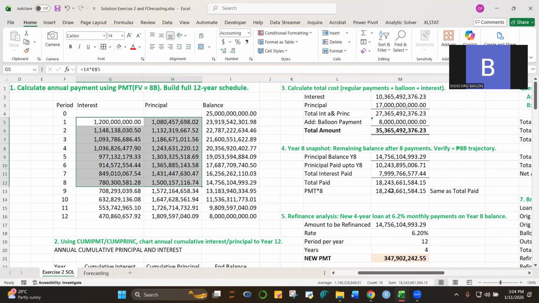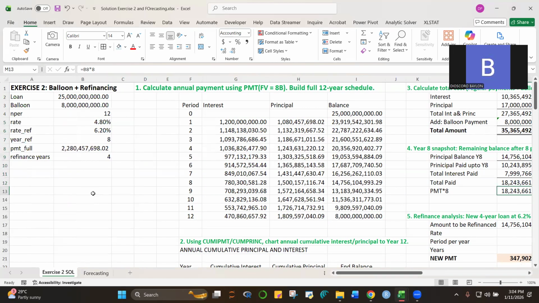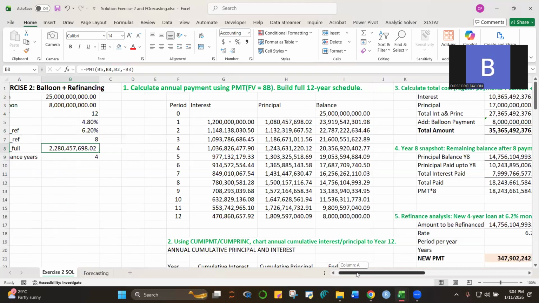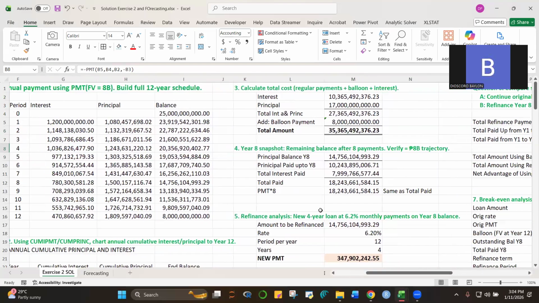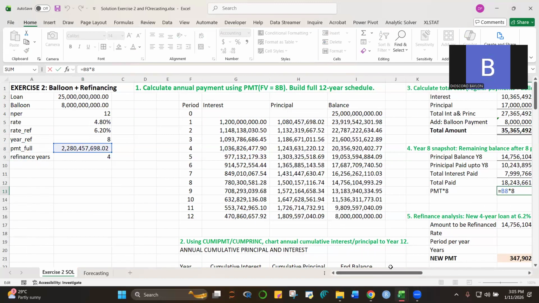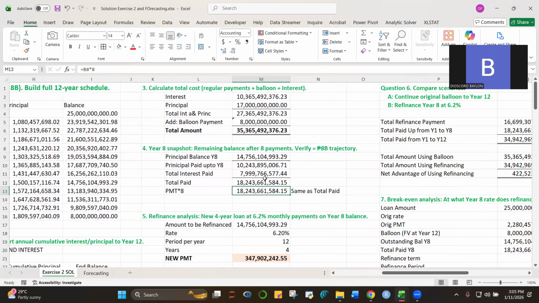Which is just the same as we're paying 2.28. This is the amortization, 2.28 every year for 8 years. So you can see this one, that's your 2.28 amortization times 8. So that's exactly the same. All right, so that's just the snapshot of how much has already been paid, 18 for the first 8 years.